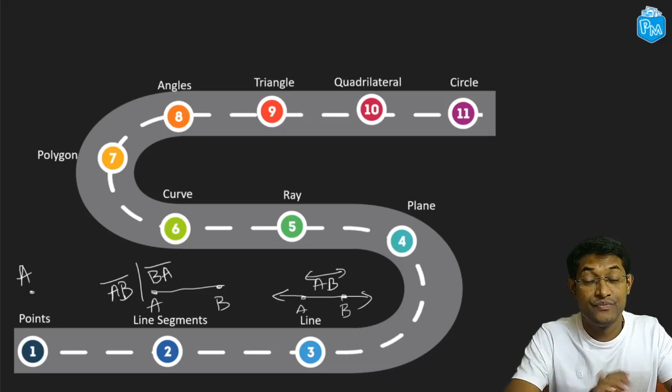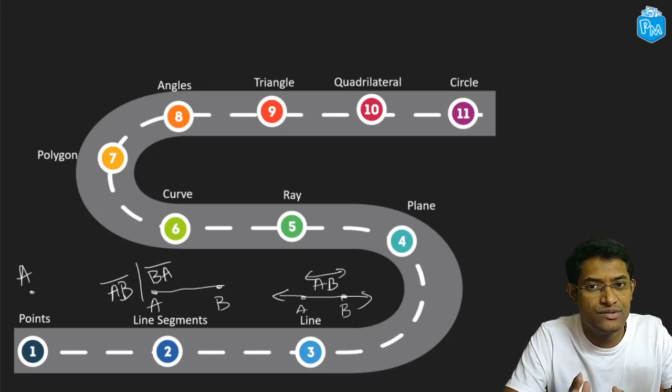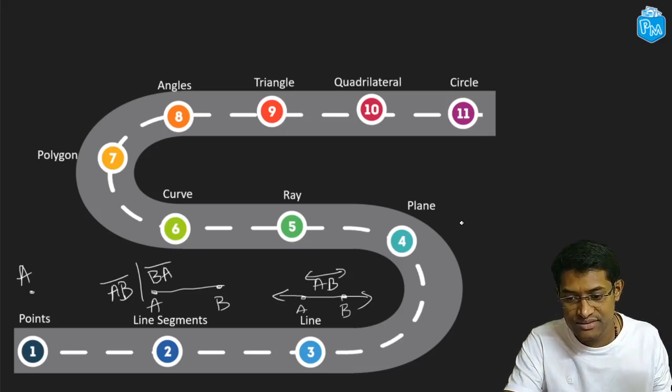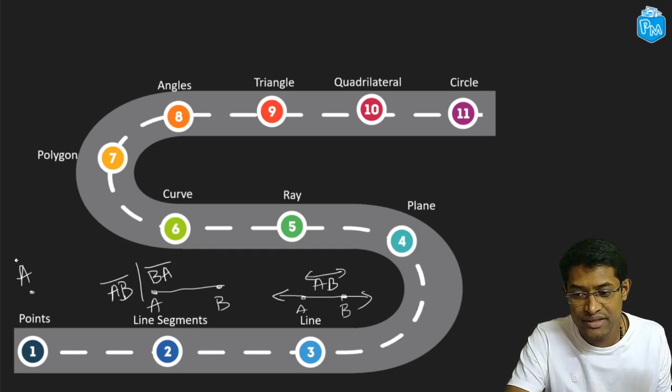Hi students, welcome back to this section on basic geometrical ideas. We have discussed these three topics so far. We know that points are nothing but dots, they are denoted by capital letters. We know that a line segment has a starting and ending point, and this is an example of a line segment and it's denoted by AB with a bar on top of it.